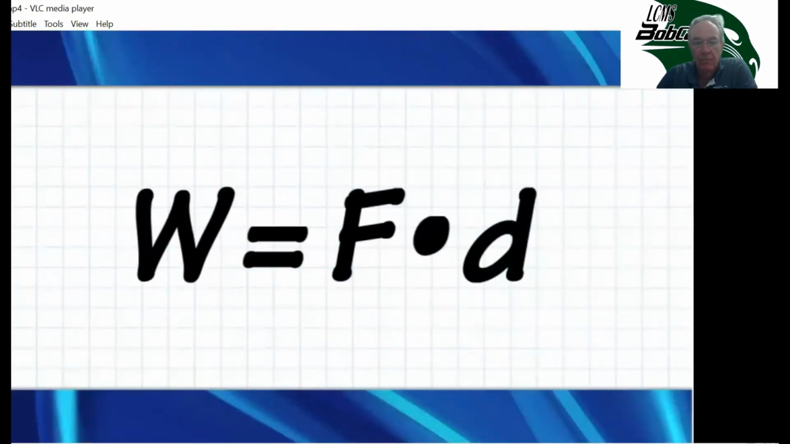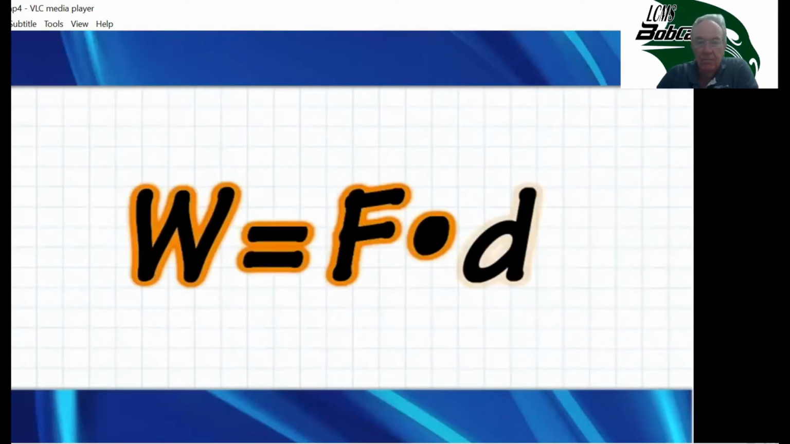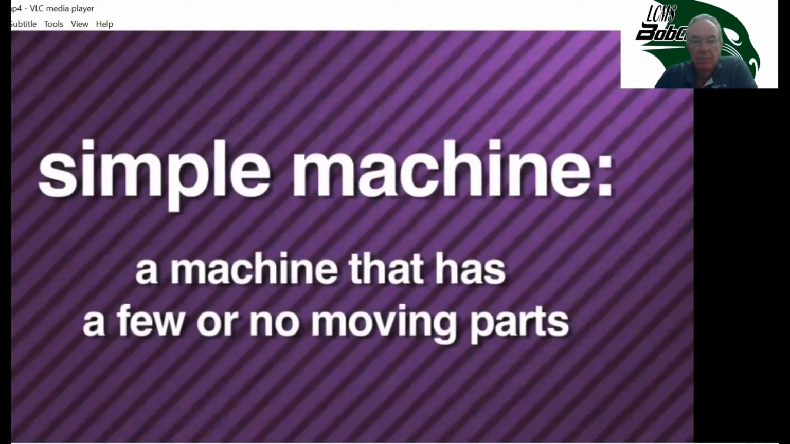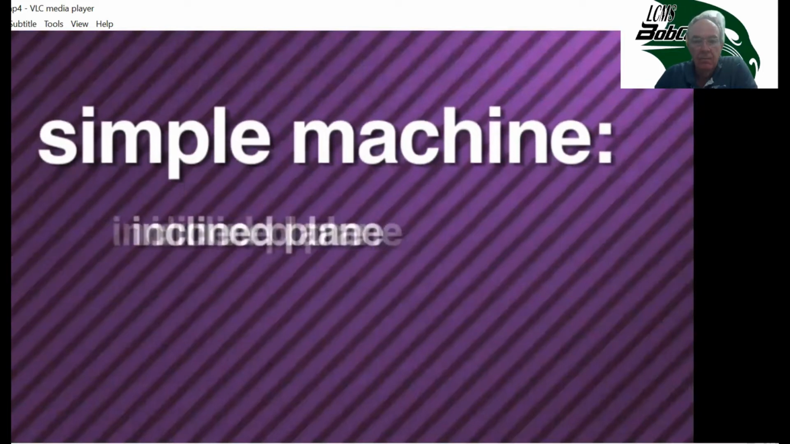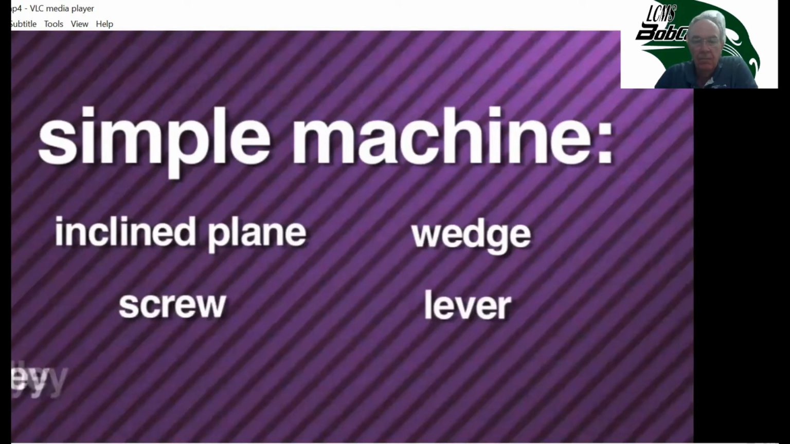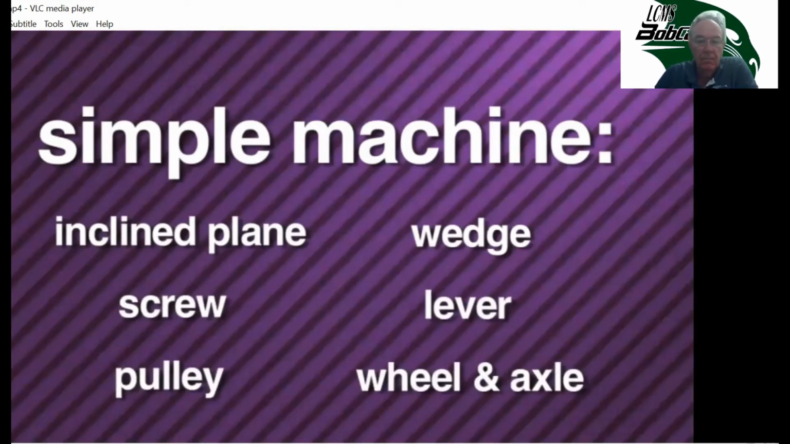Scientists showed this relationship using a simple formula: work equals force times distance. We use machines to make work easier. In this program, we're going to concentrate on special kinds of machines called simple machines. A simple machine has a few or no moving parts, and there are 6 kinds of simple machines: inclined plane, wedge, screw, lever, pulley, and wheel and axle.